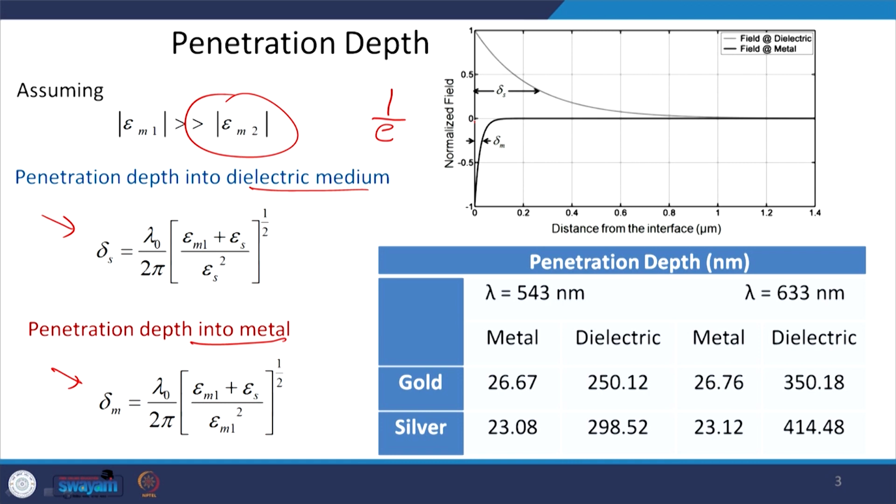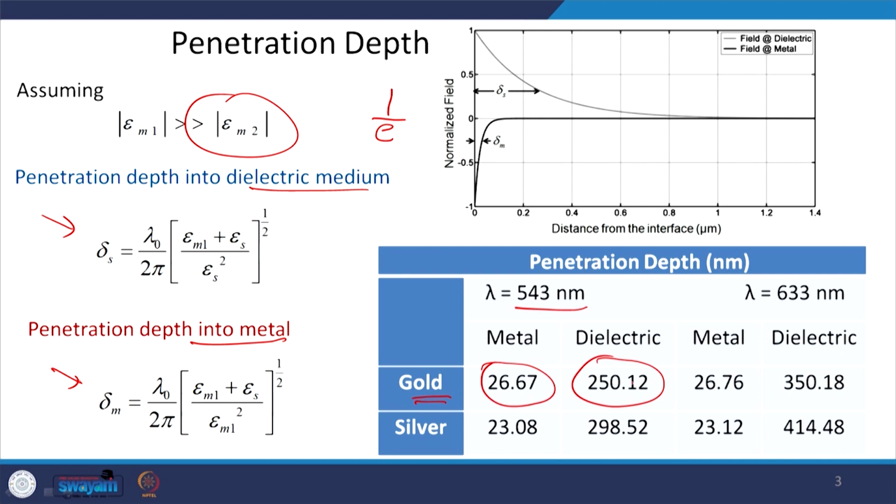So let us see some numbers. You can see that at 543 nanometers for the gold and air interface, the penetration depth in the metal is 26 nanometers, while in the air it is 250 nanometers.